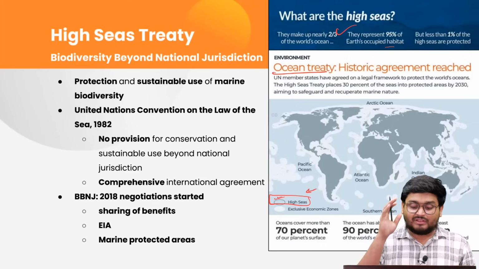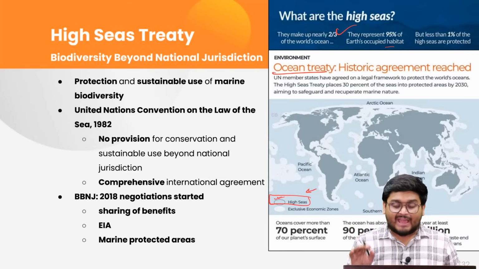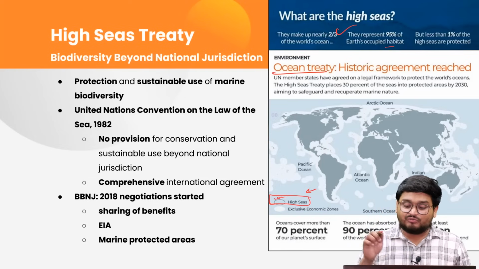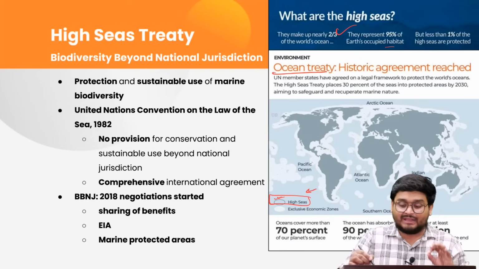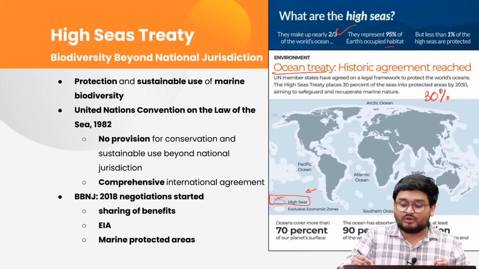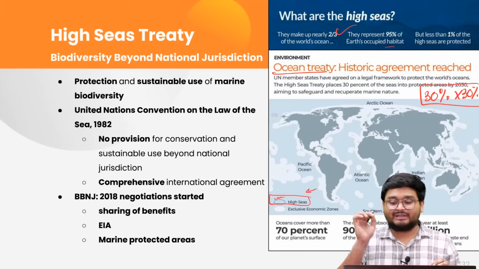So this is why this particular treaty has been designed, and this will be looking into protecting 30% of the overall ocean by 2030. This is also known as the 30 into 30 target.